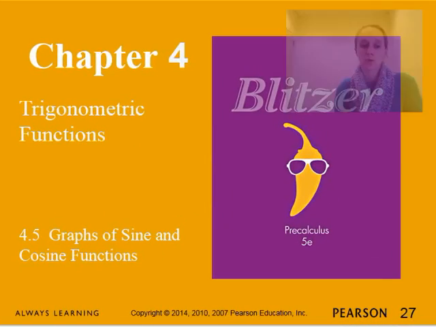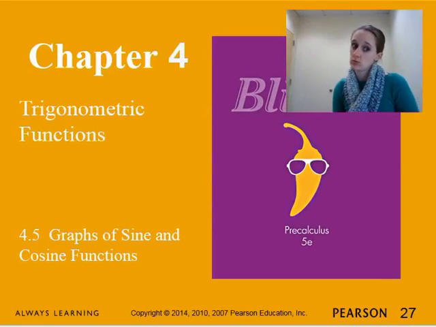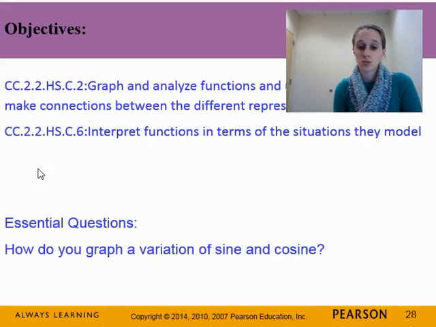Welcome to the last and third installment of 4.5, graphs of sine and cosine. This time we are going to be talking about vertical shifts. In the last two videos we talked about horizontal shifts of sine and cosine, so this time we're going to talk about a vertical shift. Our central question is the same: how do you graph a variation of sine and cosine, since a vertical shift is still a variation of that.